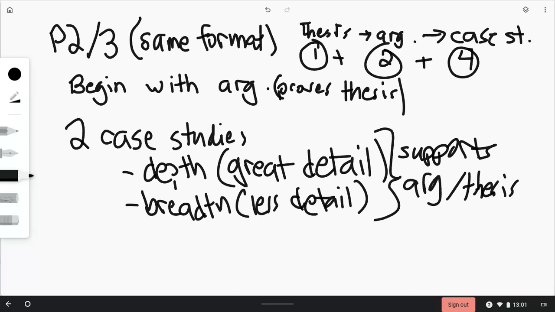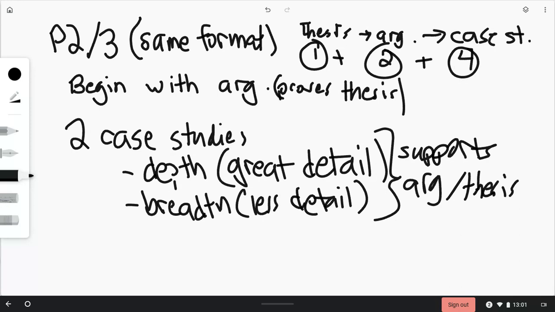Now, when we talk about case studies, you need to make sure you're including the relevant information. If you're talking about German nationalism as a cause for World War I, don't spend your time talking about unnecessary details. Talk about what's relevant.